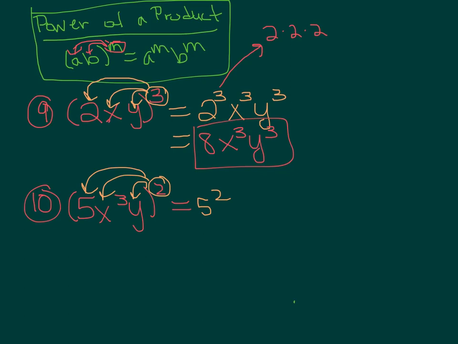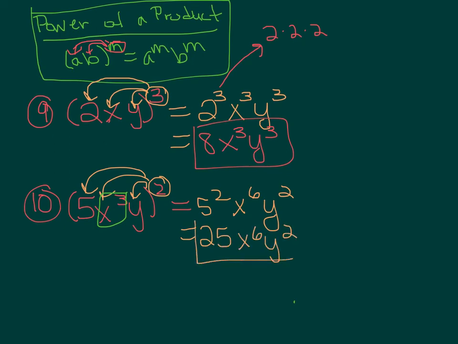Now, in this part, people sometimes get a little confused because we have x to the 3rd to the 2nd. But remember, if you have a power raised to another power, we actually multiply our exponents, so it will become x to the 6th. Then I have y to the 2nd. Last step, as in the previous one, is to multiply the 5 to the 2nd. It's 5 times 5. And this is my answer.